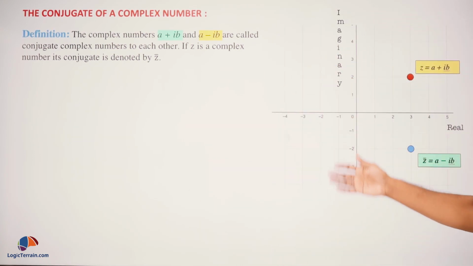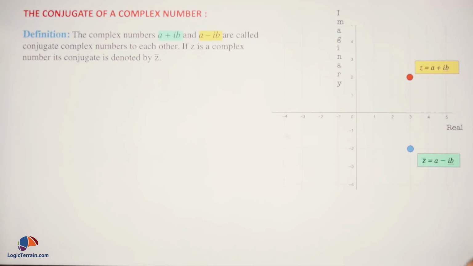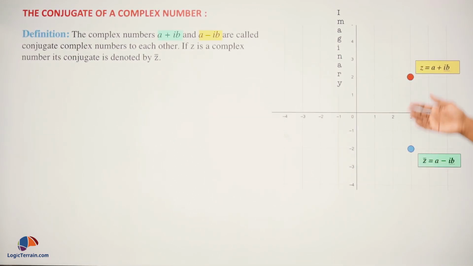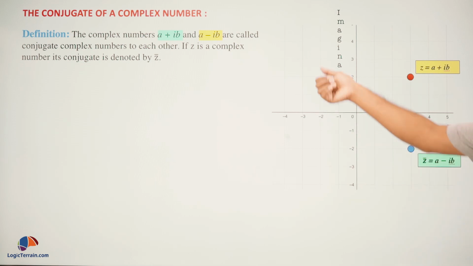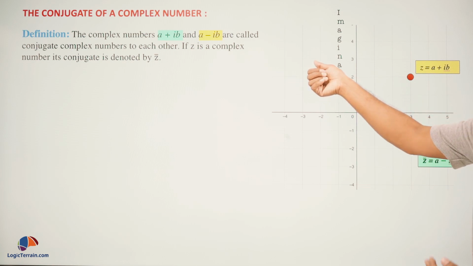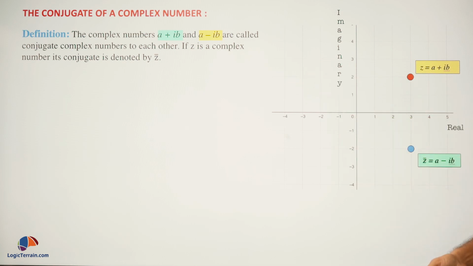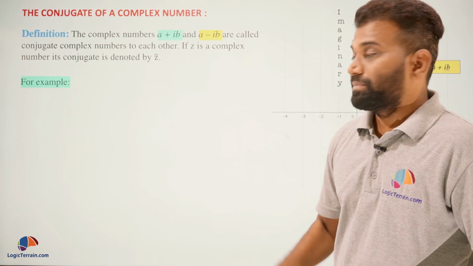Here you can see a graphical representation of a conjugate of a complex number. For example, the complex number z equals a plus ib lies in the first quadrant and its conjugate lies in the fourth quadrant, that is z bar equals a minus ib. For example, if the complex number z lies in the second quadrant, its conjugate lies in the third quadrant. Clear? Let us see some examples.